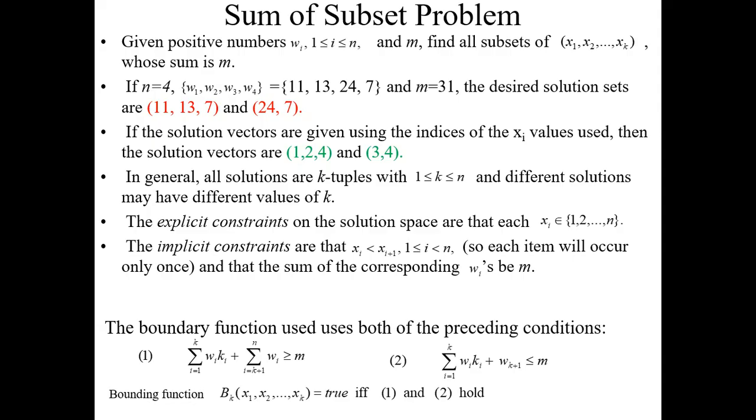One, the weight of the items considered so far plus the weight of the next item should not exceed m, that is the sum. And the items considered till now plus the remaining items should be greater than or equal to m, then only we can expand this more. So note down these 2 equations. Is it done?